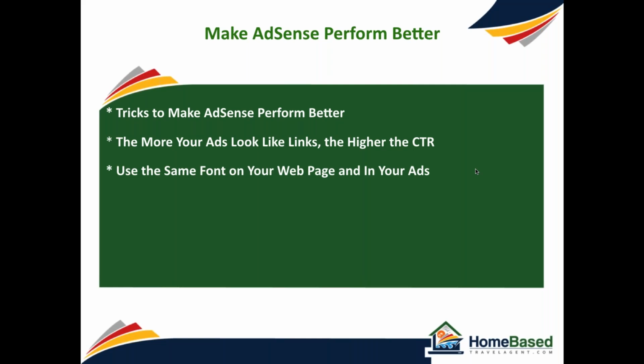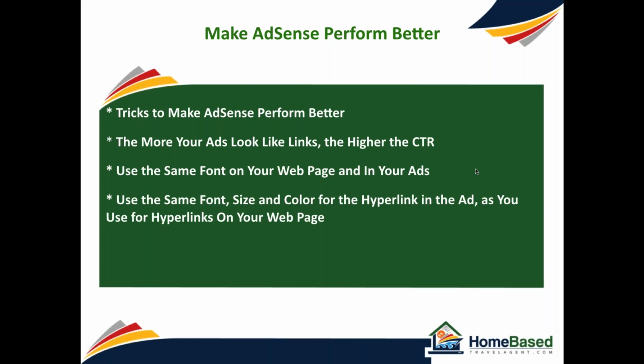Use the same font on your web page and in your ads. Make the ads look like they belong on the page on which they appear. Using the same font style and size allows the contextual ads without borders to appear as if they are part of the page rather than a separate ad. And use the same font size and color for the hyperlink in the ad as you use for hyperlinks on your web page. Make the hyperlink in each advertisement look like another link on your page.